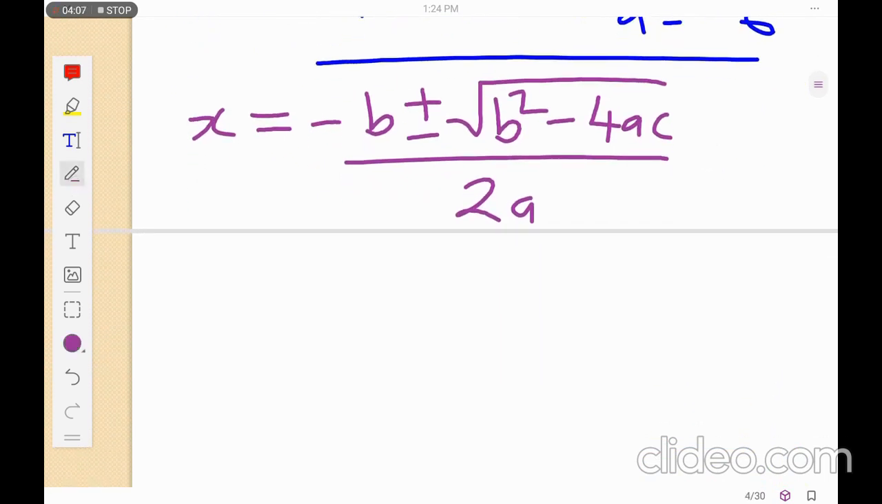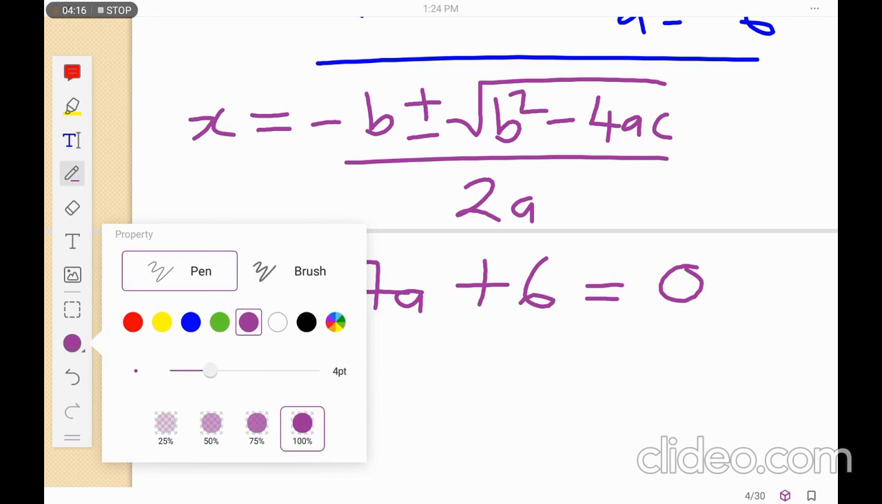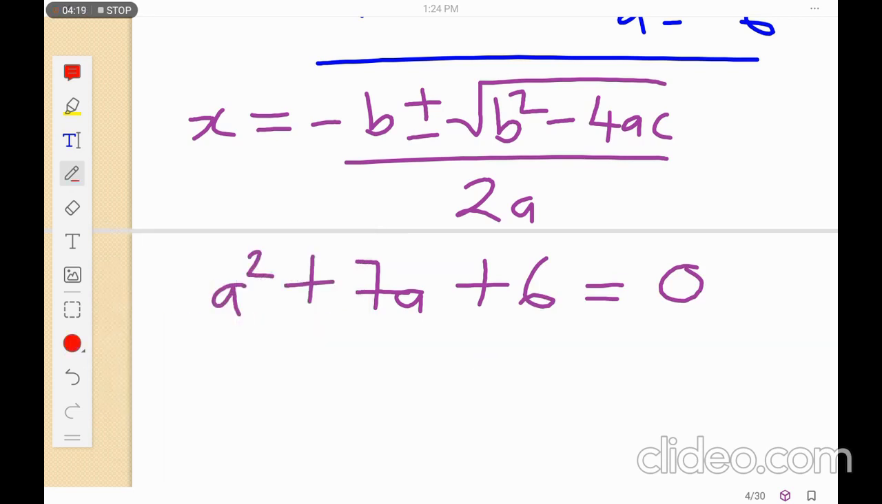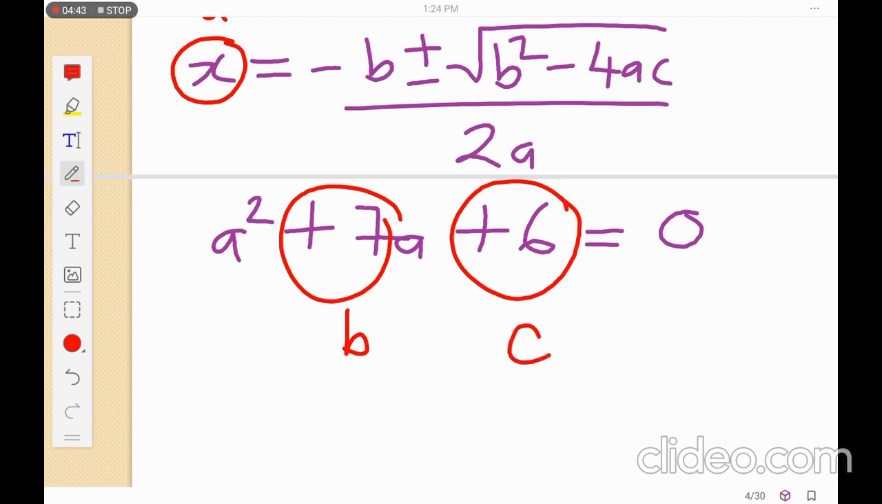So our equation there is a squared plus 7a plus 6 is equal to 0, like that. At this point, I'm going to explain something. In this case, this x is going to be an a, because we have got our work in terms of a and a squared. Then our b in this formula is this 7 there. This is our b, and plus 6 there is our c. Then our a in this equation is 1. We look at the coefficient of a squared.